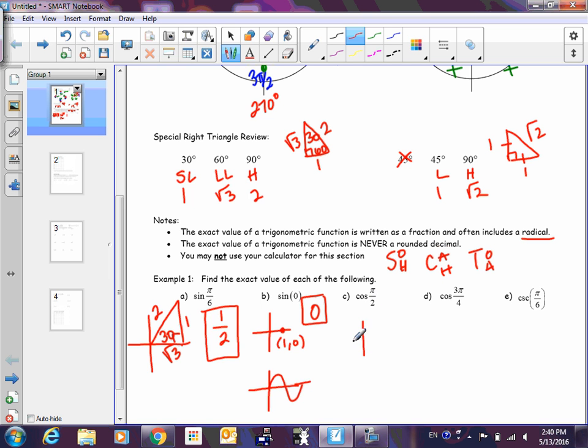Okay, cosine of pi over 2, that's up here. So what's my answer, 0 or 1? 0.